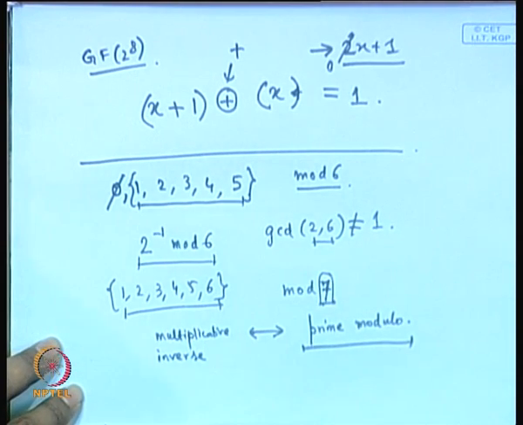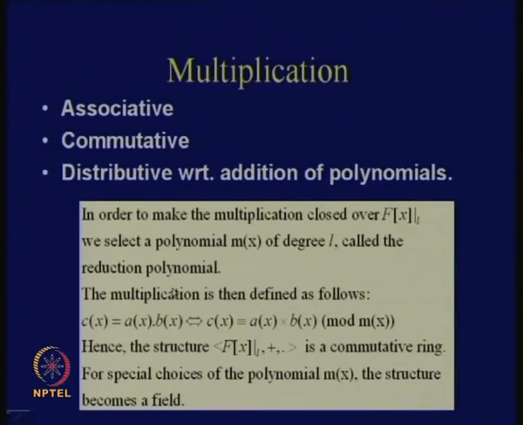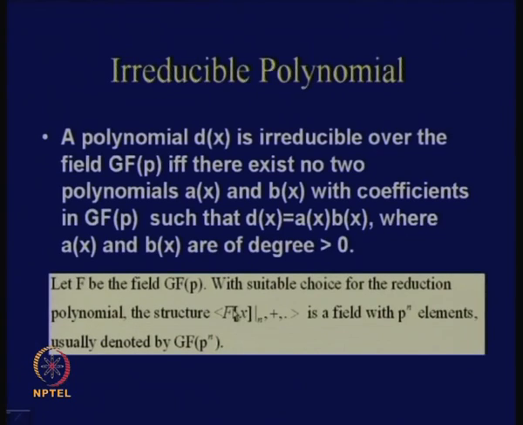So a similar concept exists for polynomials also. In case of polynomials, we replace our prime modulo, and rather we call it an irreducible polynomial. So let's go through the definition of an irreducible polynomial. It says that a polynomial d(x) is irreducible over the field GF(p) if and only if there exist no two polynomials a(x) and b(x) with coefficients in GF(p) such that d(x) is equal to the product of a(x) and b(x).